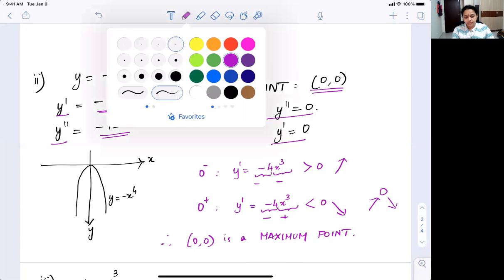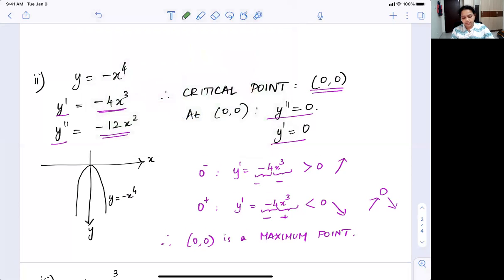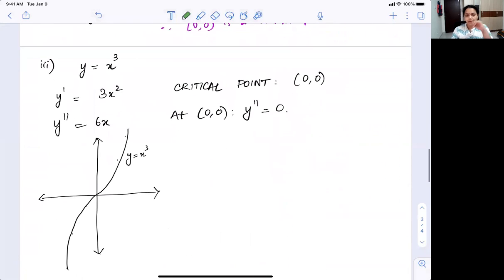Now, we move to the third case, which is y is equal to x cubed. You find the critical points in the usual way. Y prime is 3x squared, put it equated to 0, you get the origin to be the critical point. And you can compute the second derivative, y double prime. And at 0, 0, the second derivative is also 0.